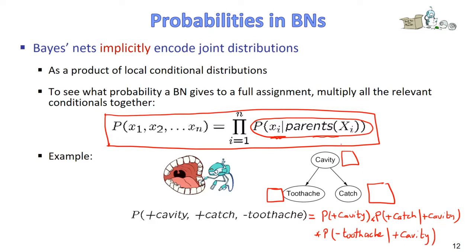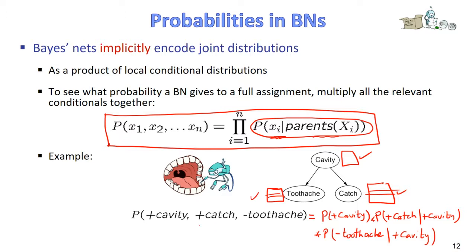Where is P of plus cavity? It's here. Where is P of plus catch given plus cavity? It's here, somewhere in one of these rows. Where is the probability of minus toothache given cavity? It is also in one of these rows.